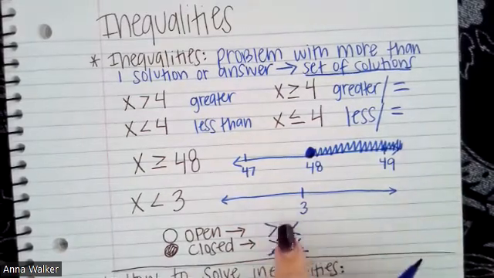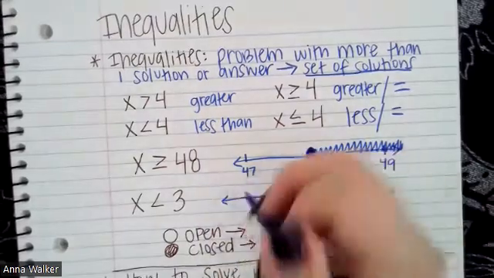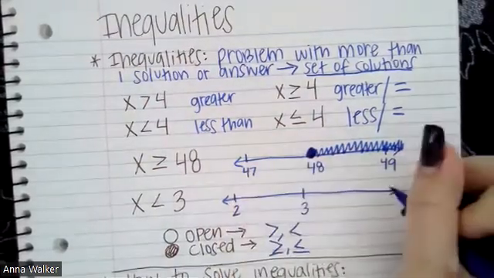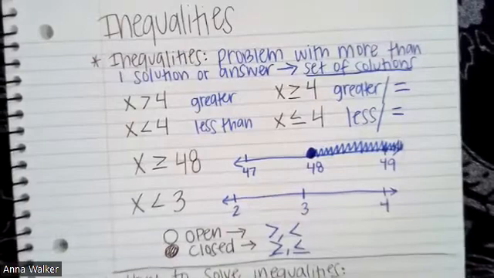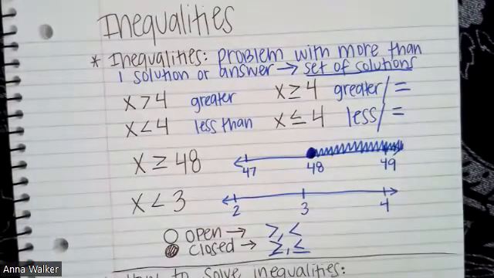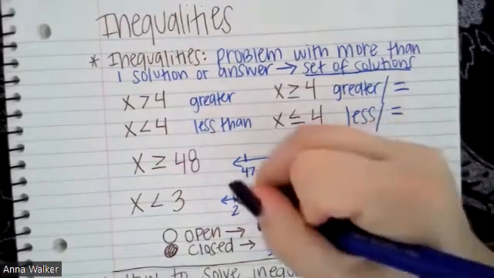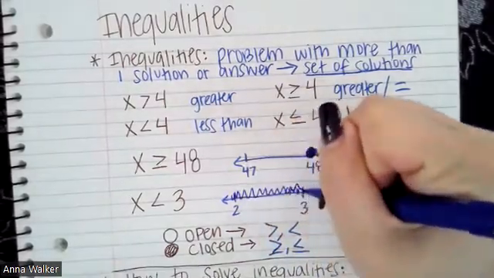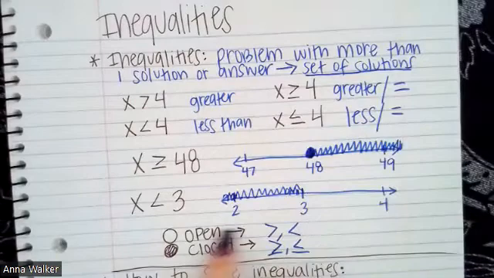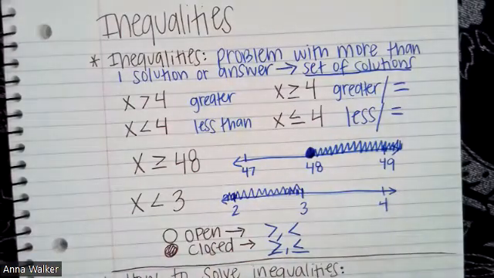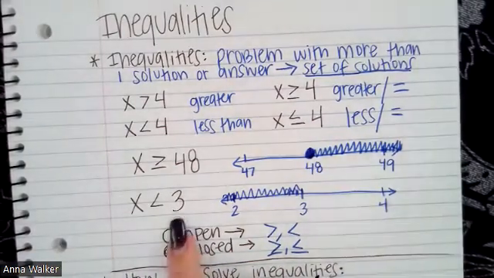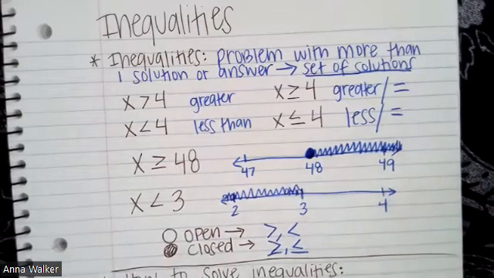So if we look at the second example, x is less than 3, I'm just going to label 2 other numbers on my number line here. If I want to show anything that is less than 3, I'm going to shade the side of the number line that has all the numbers that are less than 3. And again, the arrow means that it would go on and on in this direction, even into the negatives. But since x is less than 3, that means 3 is not included.